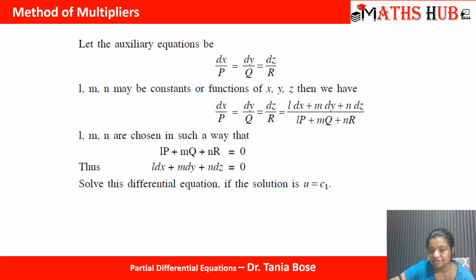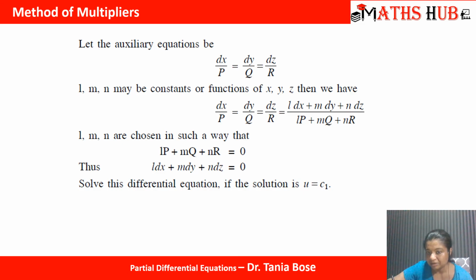So dx by p is equal to dy by q is equal to dz by r, and we can multiply them with L, M and N. So it will become L dx plus M dy plus N dz upon LP plus MQ plus NR, right? So what is the use, how to choose these L, M, N? We can choose these L, M, N in such a way that the denominator terms become equal to 0.